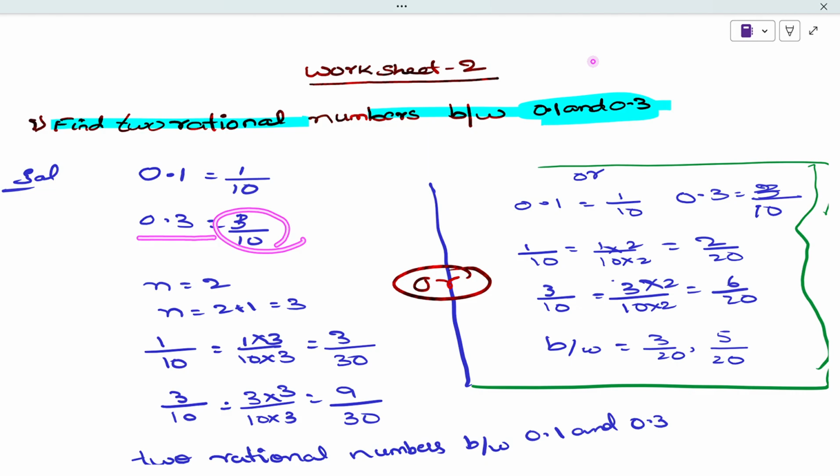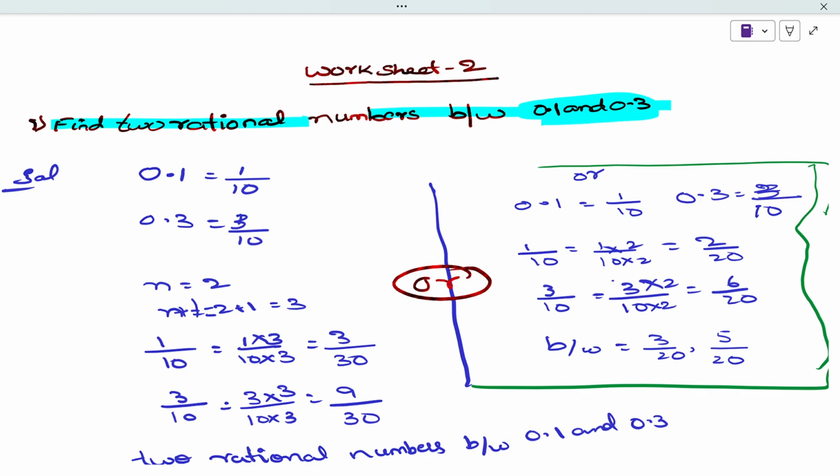And here, how many rational numbers do we have to write? Two rational numbers. So we are taking n equal to 2. So n plus 1 equals 2 plus 1, that is 3. We have to write two rational numbers, so we take n as 2 and n plus 1 equals 3.